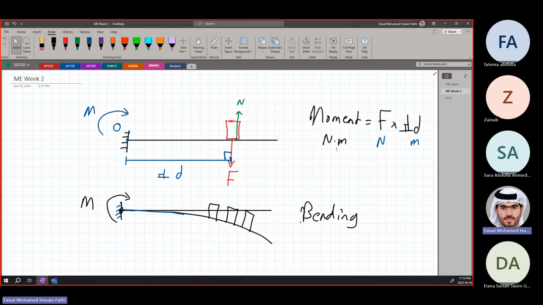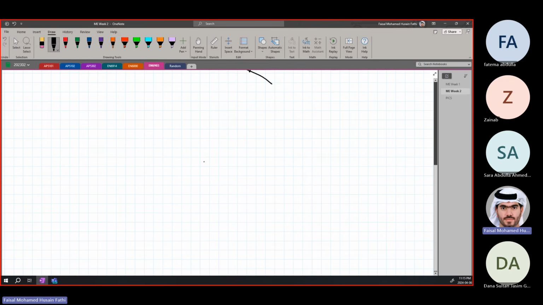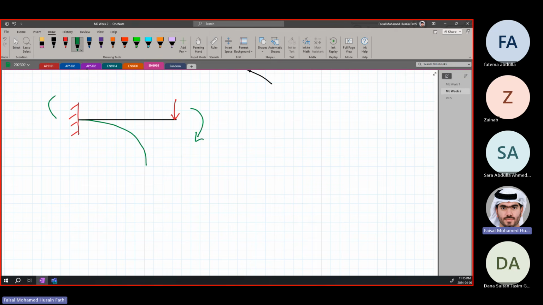We will go directly into solving questions from now, but just a few things before that you need to know. If we have a force acting on this in this direction, perpendicularly downwards on the support, you'll notice that if this bent, it will bend in this direction. So this will be the direction of the bending, which is also known as clockwise.